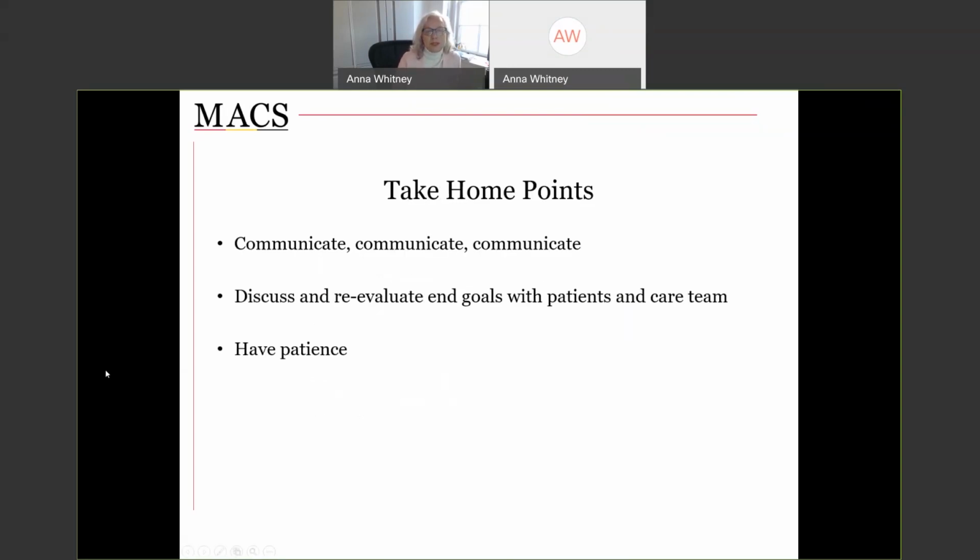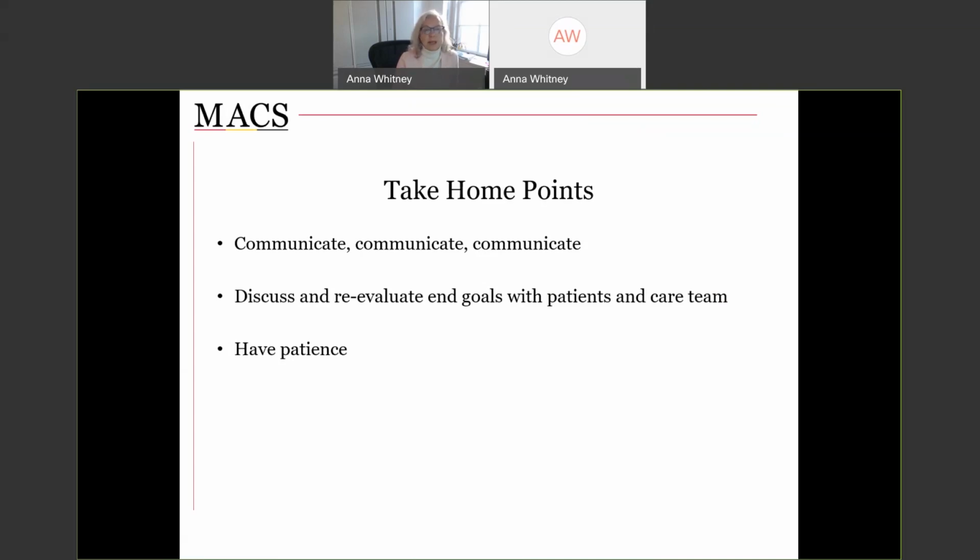So the take-home points I just wanted to leave you all with is: communicate, communicate, communicate. Communicate with your patients, communicate with your colleagues, communicate with your specialist consultants, communicate with family members, and communicate with your team members, because it really does take a team to help and assist patients manage this sometimes really anxiety-provoking topic of opioid tapering.